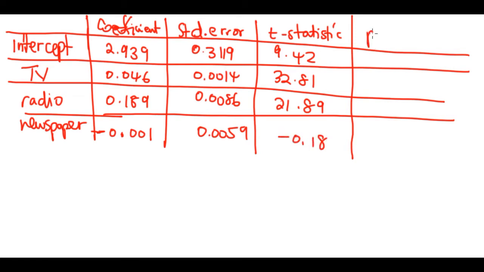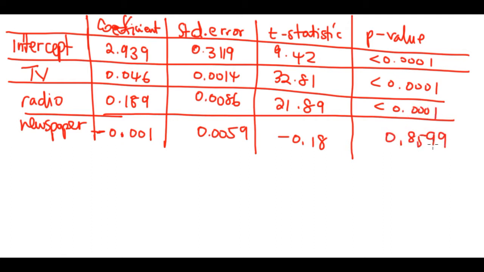And then the p-value, this one is going to be less than 0.001, less than 0.0001, less than 0.0001, and this one is 0.8599. Cool. That is the result from our R when we run the multiple linear regression for our advertising data. Cool.